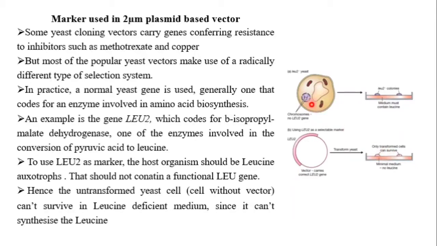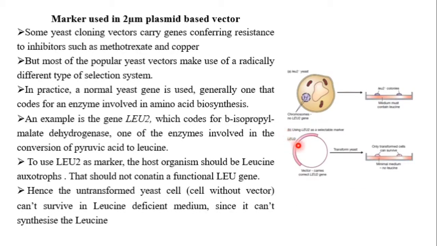Transformed means this cell contains the 2-micron plasmid. In that plasmid you can see the LEU2 gene, and the LEU2 gene will be present in this transformed cell. That's why this transformed yeast cell can grow in medium without leucine. An untransformed yeast cell, without this plasmid, cannot survive in medium without leucine. This is the marker. That's why the LEU2 gene is used as a marker in the 2-micron plasmid.